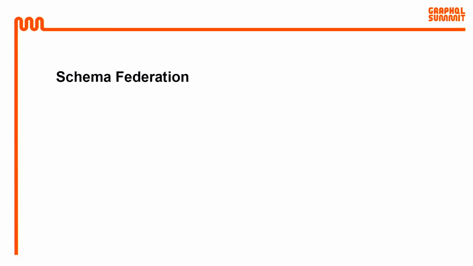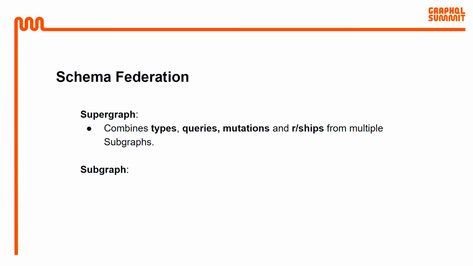So let's dive into the concept of supergraph and subgraph. Well, the supergraph serves as a comprehensive schema through which clients interact with our system. It should be an amalgamation of all types of queries, mutations, and relationships stemming from various subgraphs. And the unified schema should provide clients with a holistic view of the available data and operations.